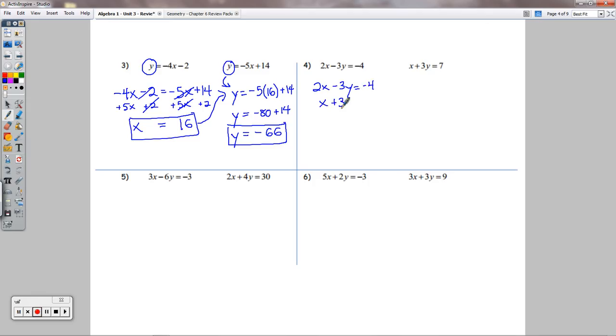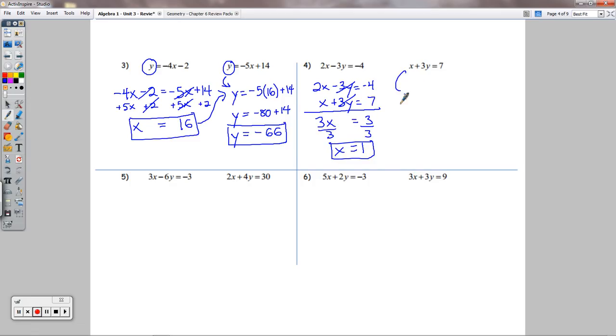So I'm just rewriting the equations so that they're on top of each other, and then when I combine them together, the 3y's will cancel. I'm left with 3x equals 3. You can divide both sides by 3. X equals 1, and then take your pick.